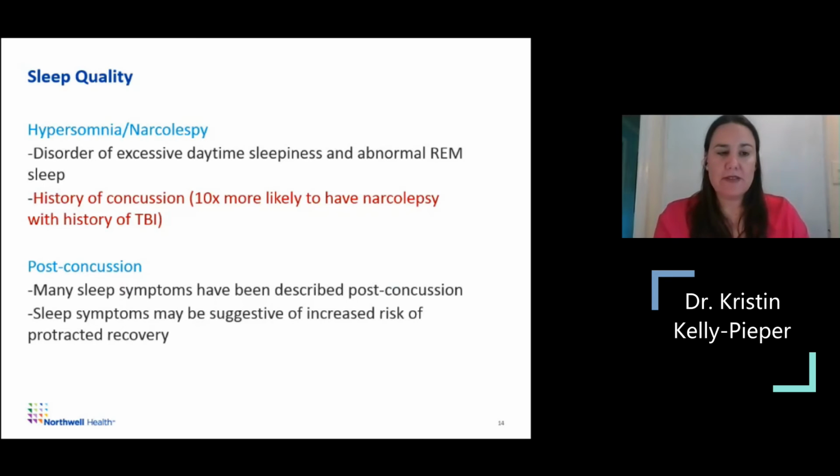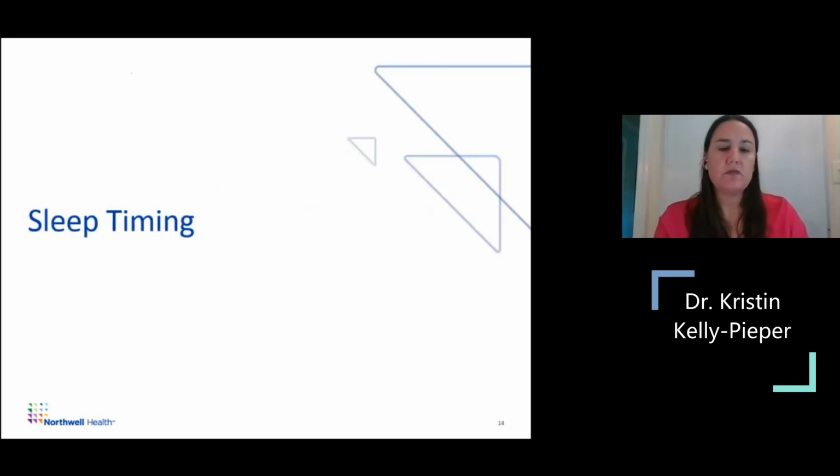And I'd be remiss if I didn't touch on post-concussive symptoms, which obviously is a huge topic. There are a ton of sleep symptoms that have been described post-concussion, but it's important to know that the presence of sleep symptoms may be suggestive of that athlete being at increased risk for protracted recovery.